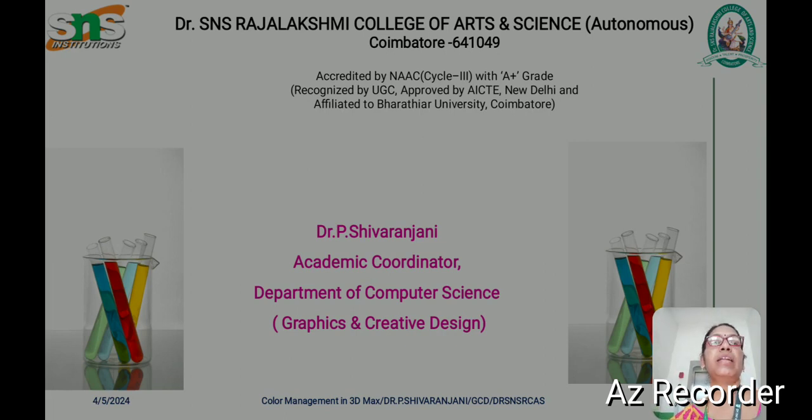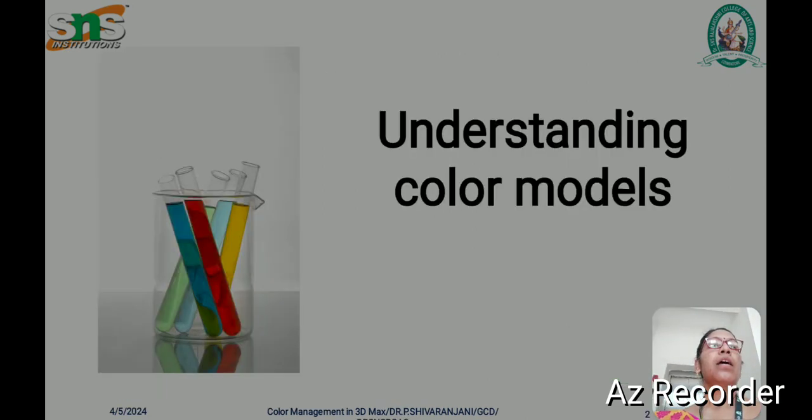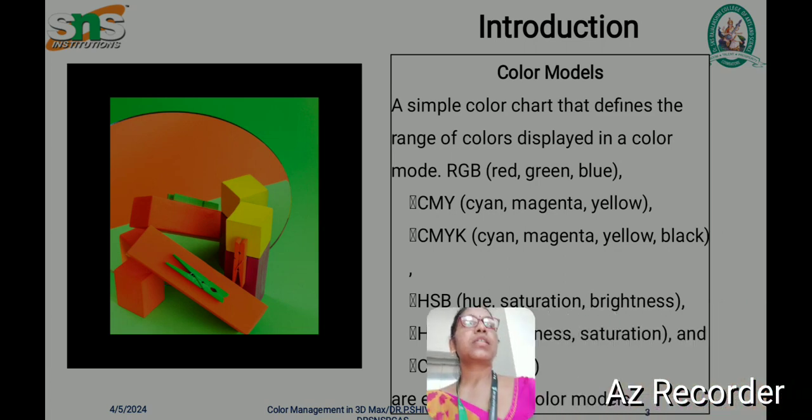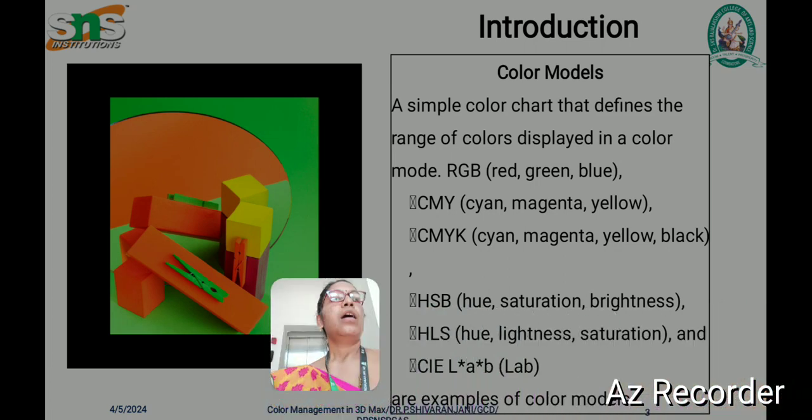So here we'll discuss 2D and 3D animation. To understand it, the necessary thing is the color model. First, in the color model, we are going to discuss a simple color chart that defines the range of color displayed in the color model with the help of RGB, CMY, CMYK, HSB, HLS, CIE L*a*b. These are some examples of the color model.